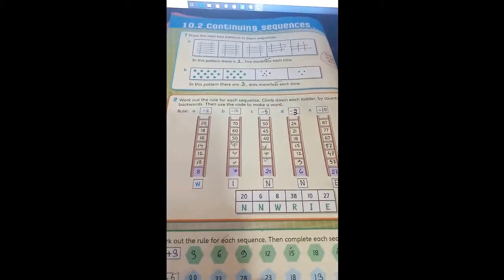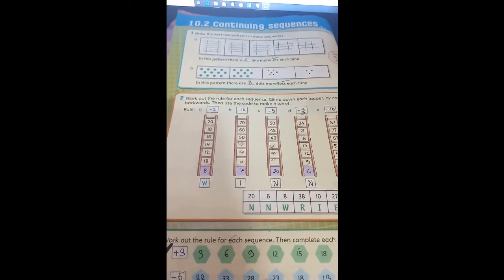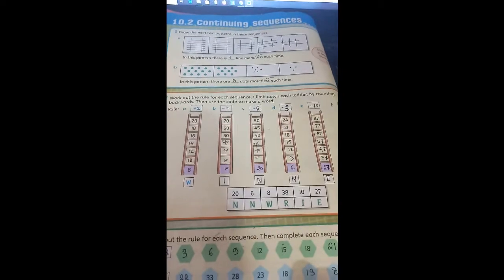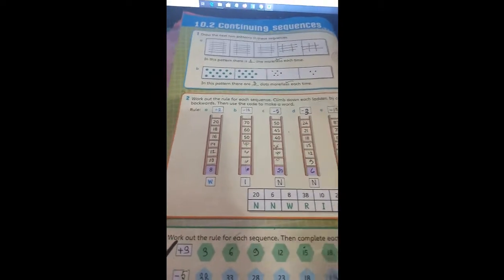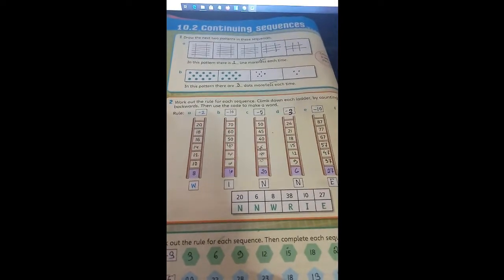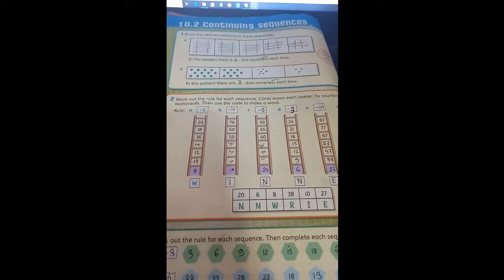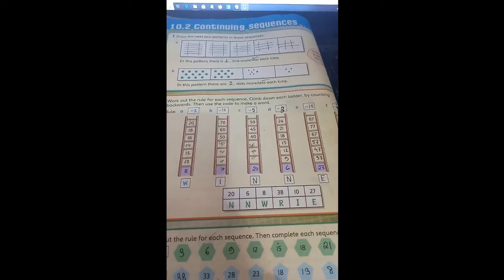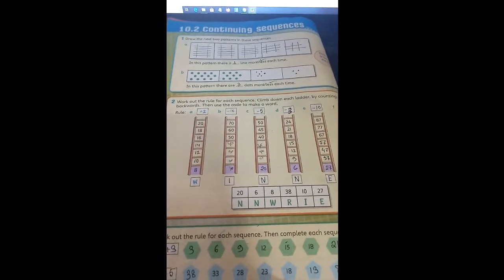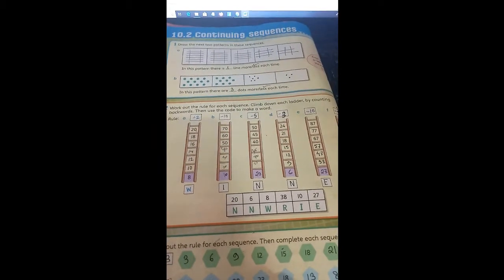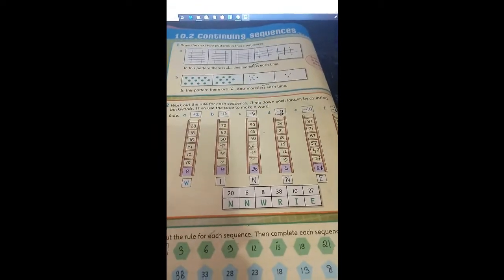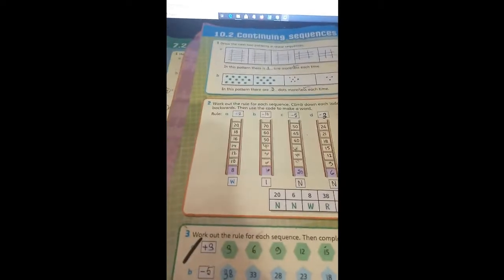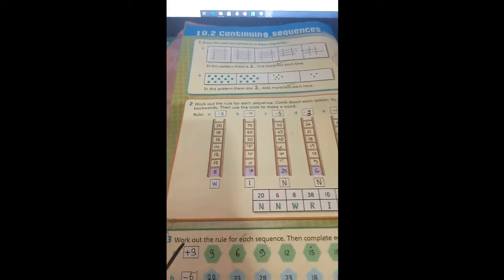If we look from the first, here is 38, 33, 28, 23, 18. 38 and 33, the difference is 5. 33 and 28, the difference is 5. Here we have to subtract 5 from each number to complete this sequence. So we have to write here in number B minus 5.